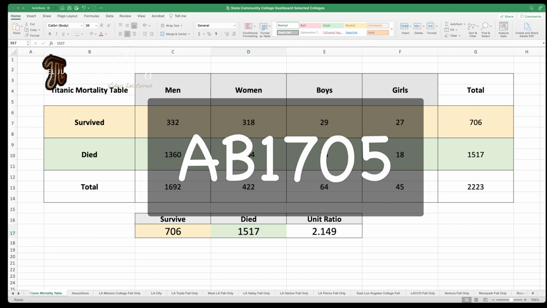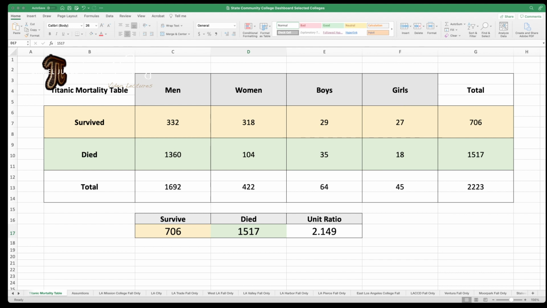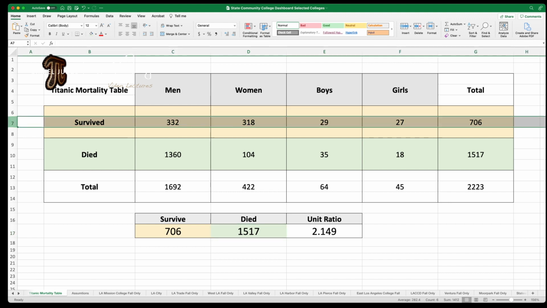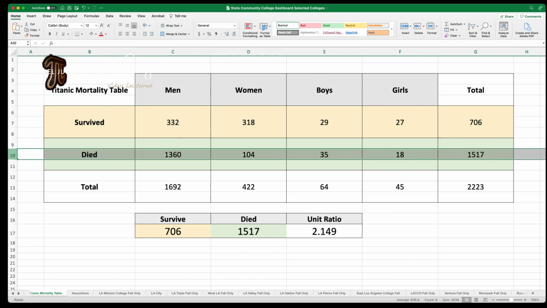So take a look at the Titanic mortality table here. When we think of the Titanic, very often we think that everybody actually died on the Titanic, and that's not actually the case. We did have survivors on the Titanic. And in fact, what this table shows here, if you follow that first column, there are 706 survivors, and there were 1,517 people who did not survive. That's also known as dying.